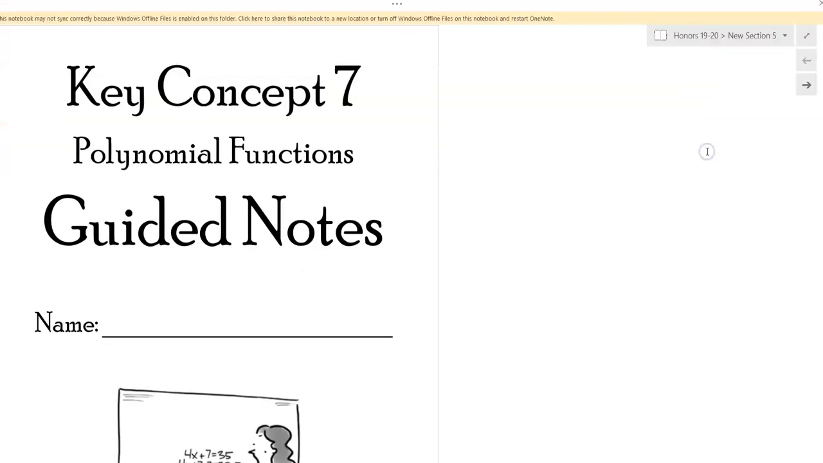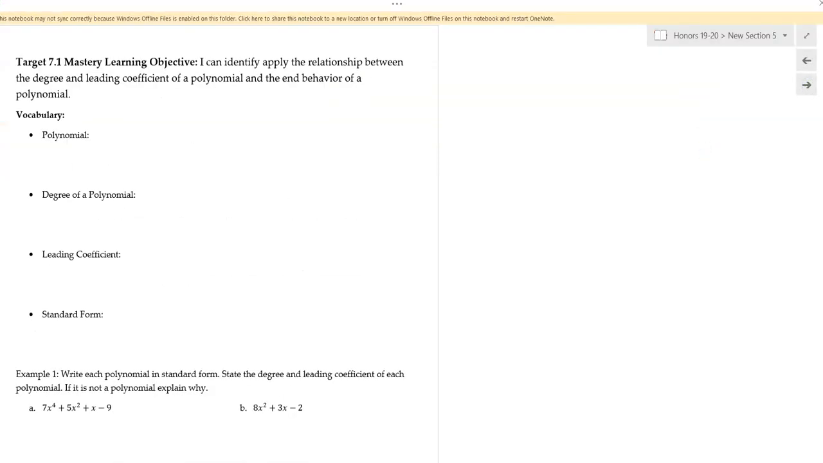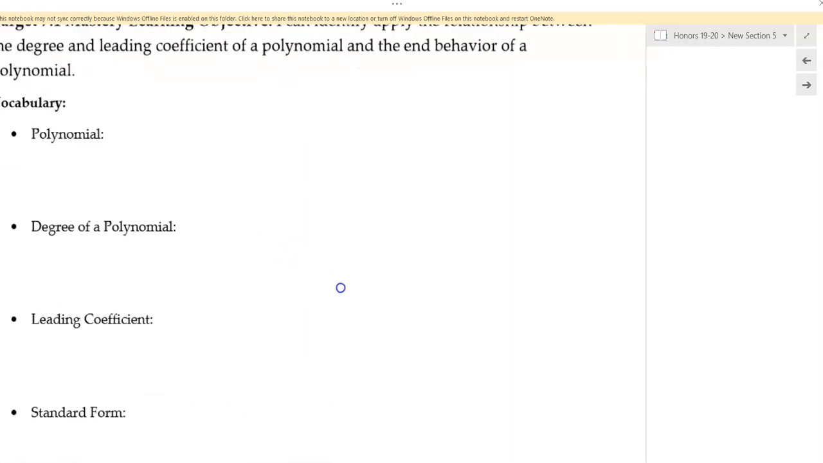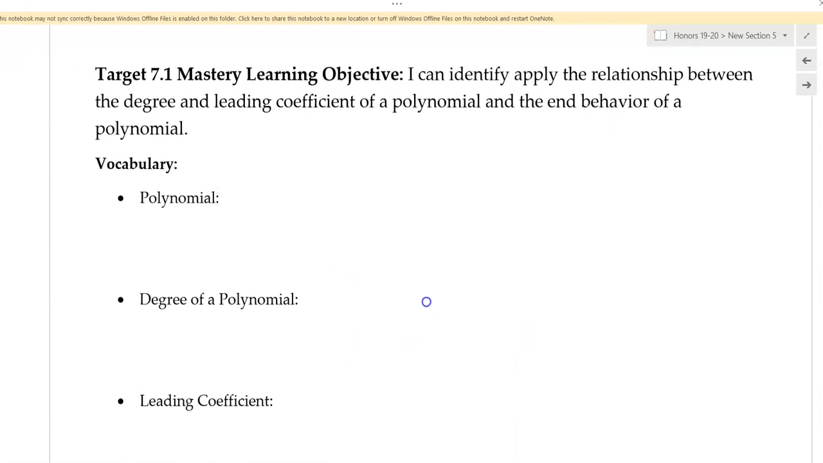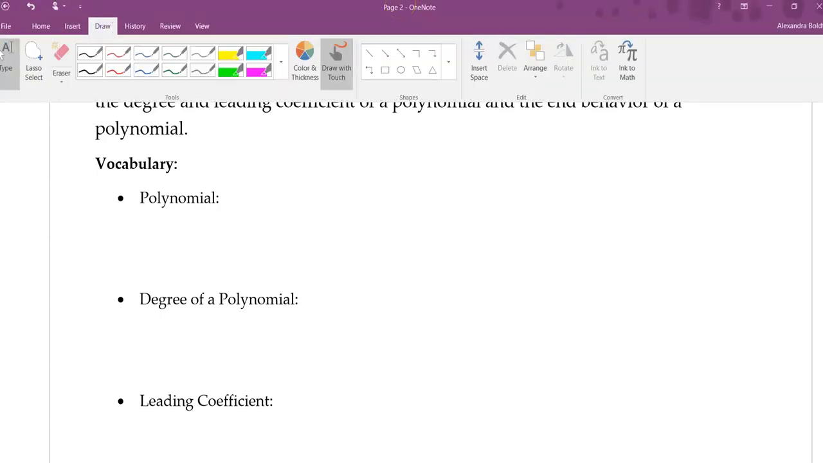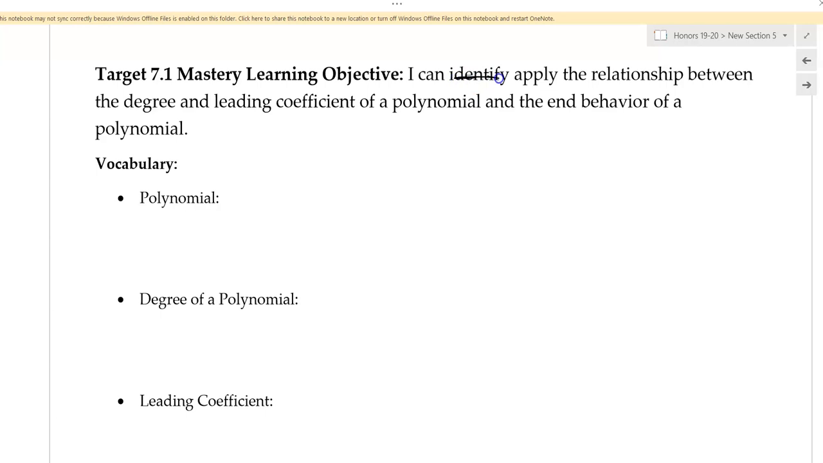Right, we are now looking at our KC7 notes. So our first target is target 7.1. I can apply, shouldn't be the word identify there, we'll cross it out, I can apply the relationship between the degree and leading coefficient of a polynomial and the end behavior of a polynomial.